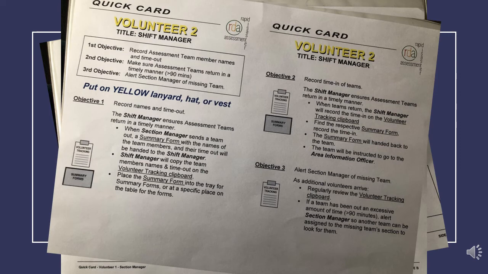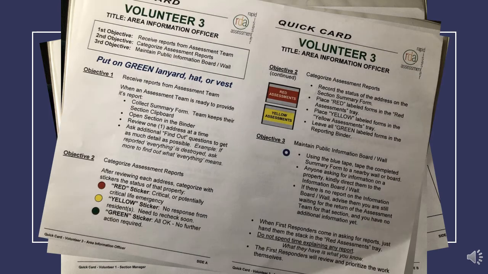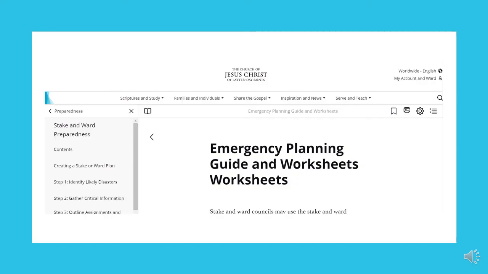Volunteer 2, quick card. Volunteer 3, quick card. There is a quick card for each of the tables. This RDAP tool is good to have and is very doable. This also is just a part of what you should be doing for your neighborhood plan.